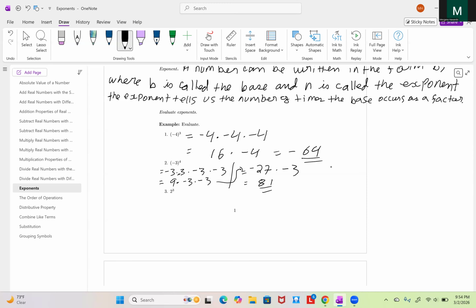It's positive. Number 3, 2 cubed, or 2 to the power of 3. This is equal to 2 times 2 times 2. 2 occurs as a factor 3 times. We multiply. 2 times 2 is 4. 4 times 2 is 8. So the answer is 8.